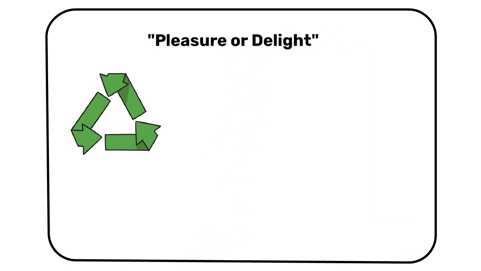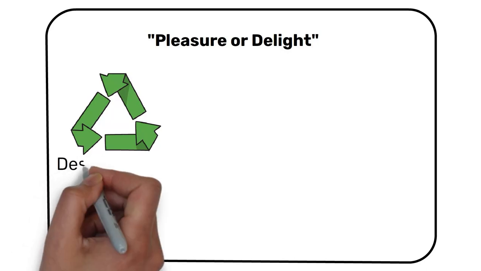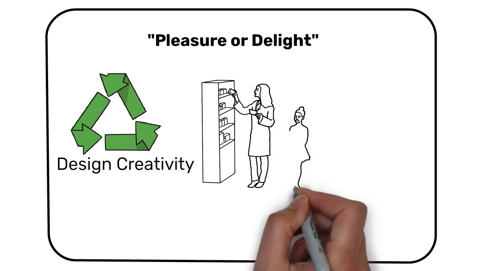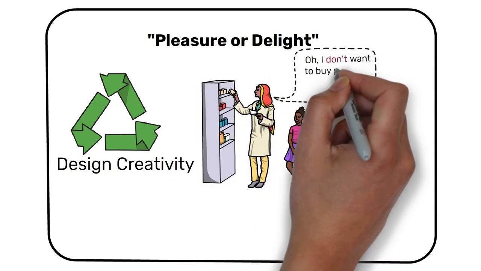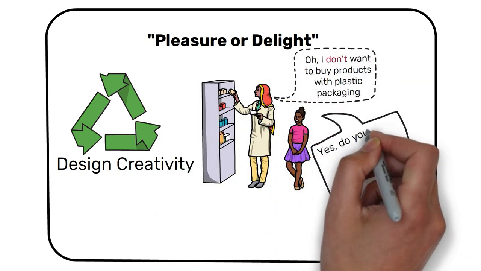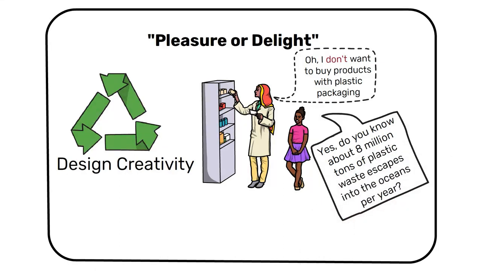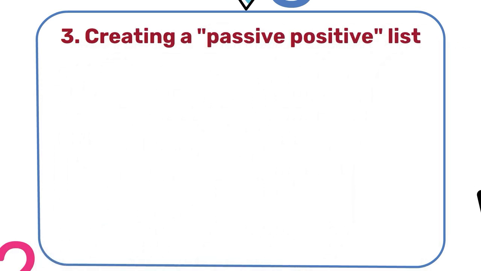Ecologically intelligent products need to be at the forefront of human expression. They can express the best of design creativity, adding pleasure and delight to life. Certainly, they can accomplish more than simply making the customer feel guilty or bad in some way while immediate decisions are being made. Step 3. Creating a positive list. This is the point at which design begins to become fully eco-effective.